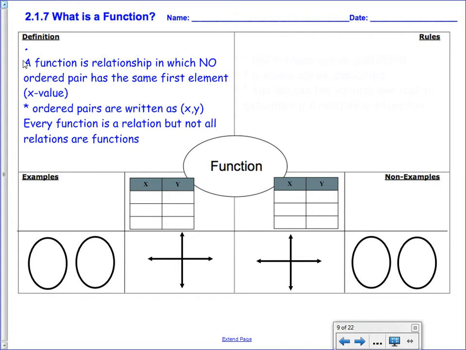Every function is a relation, but not all relations are functions. A function is a relationship in which no ordered pair has the same first element. Sorry.